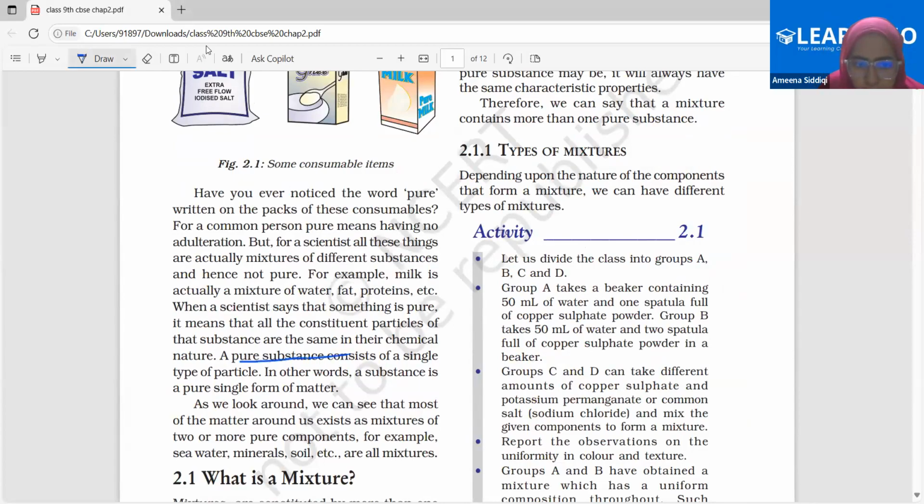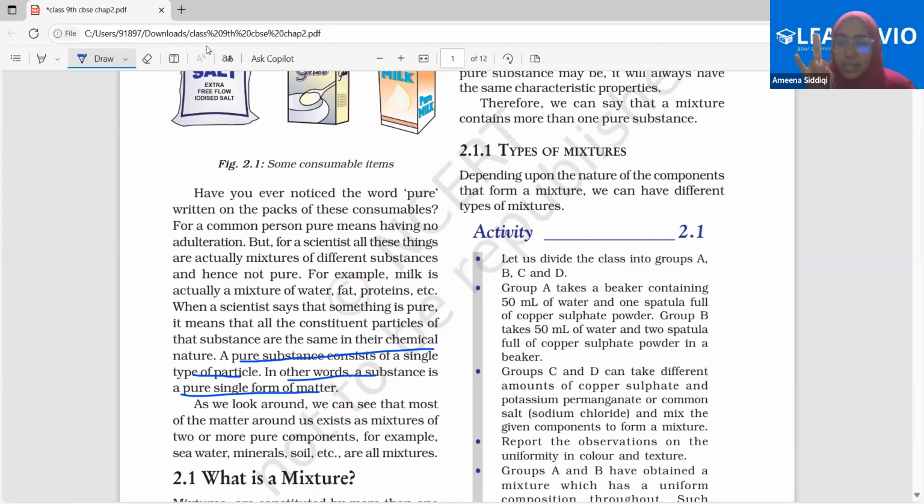See, pure substance consists of a single type of particle. In other words, a substance is a pure single form of matter. The particle can be an atom, which is the case for elements, and the particle can also be a molecule, which is the case for compounds. You getting it?